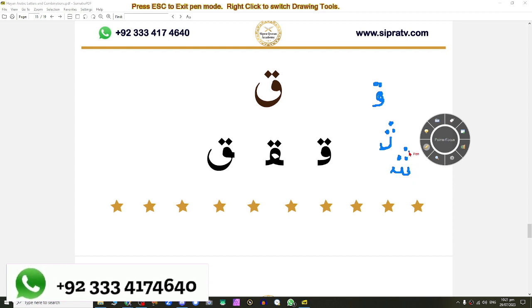Three spikes, three dots at the top, that is Sheen. One spike, three dots at the top, that is Sa. One circle, two dots at the top, that is Qaf. And that's the end of it. Are you getting my point? Yes. Three dots are there.